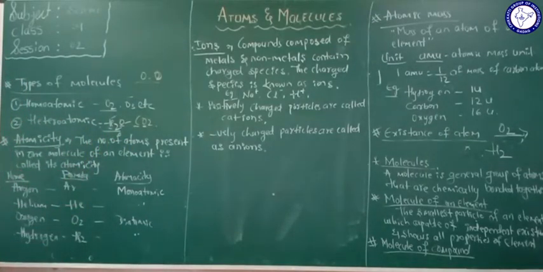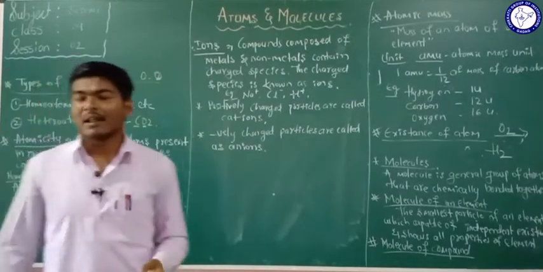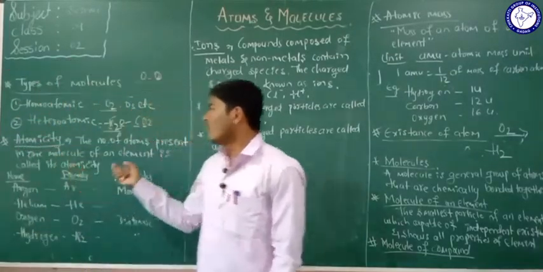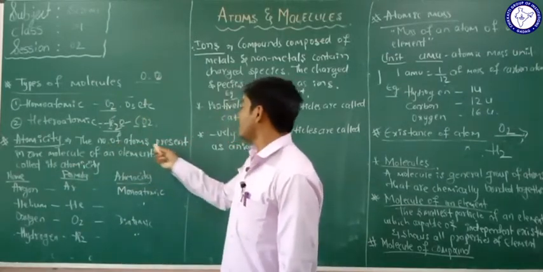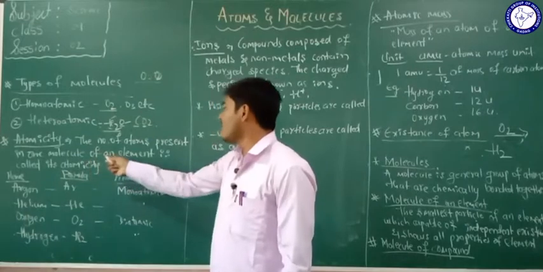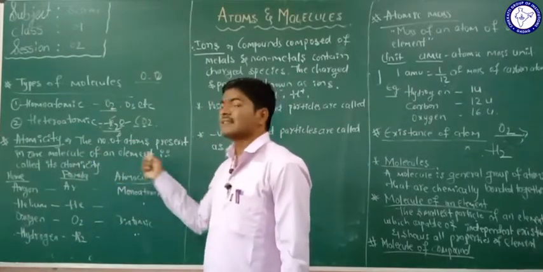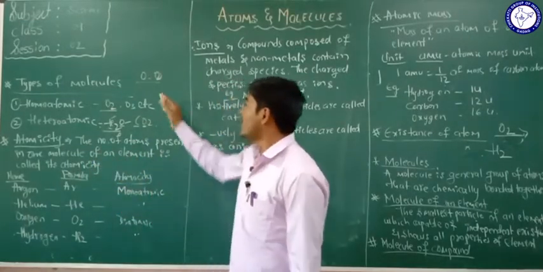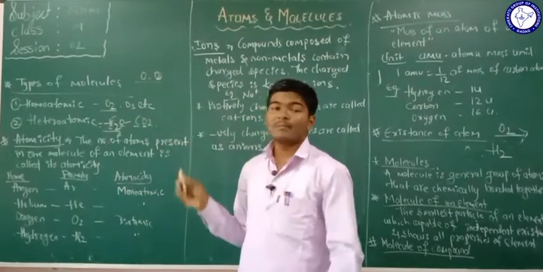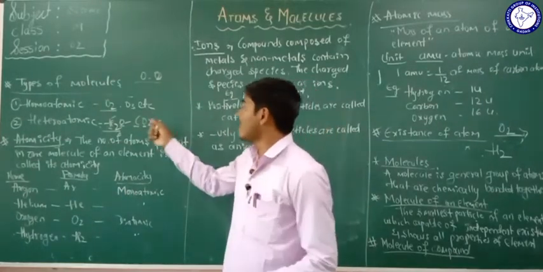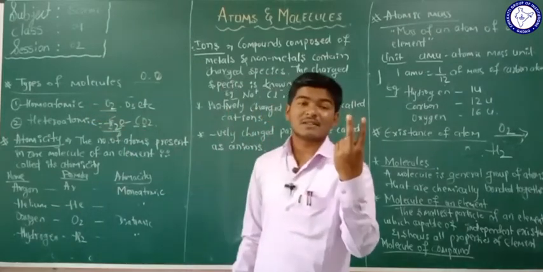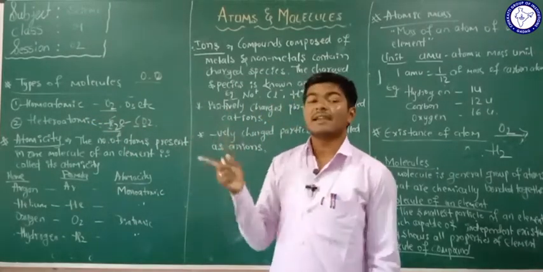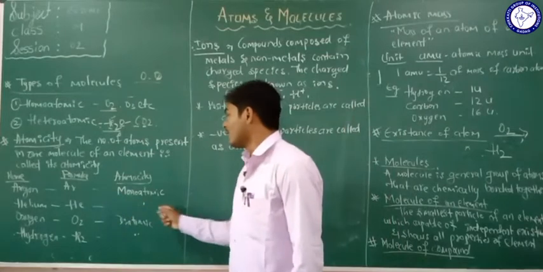Now I am going to atomicity, another important concept here. What is meant by atomicity? The number of atoms present in one molecule of an element is called its atomicity. Taking the oxygen molecule here, two atoms are present. So the atomicity of oxygen is diatomic.